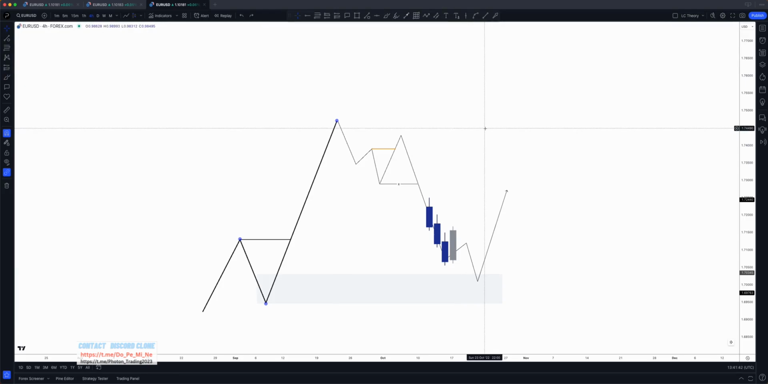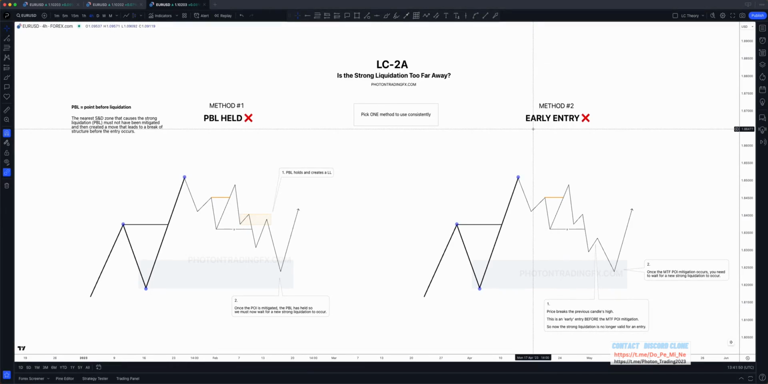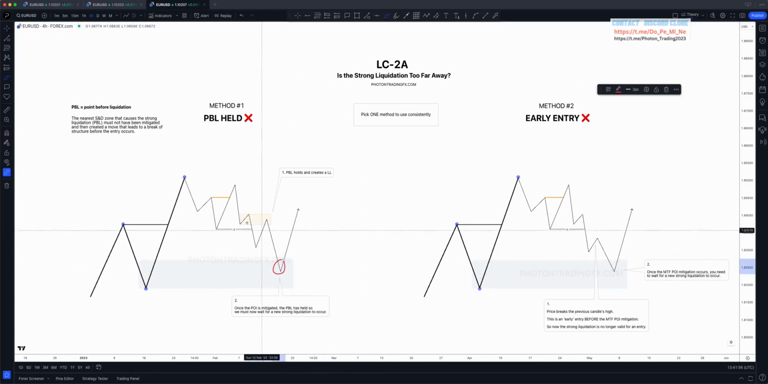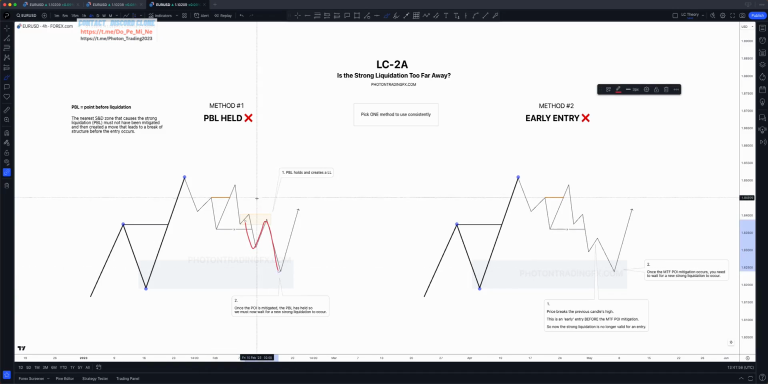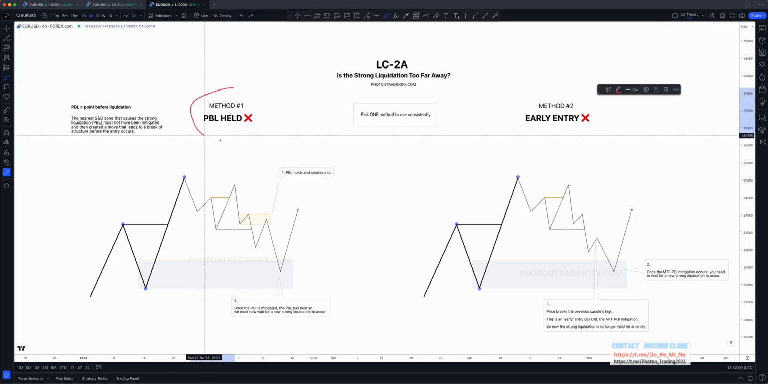I'll just show you one more diagram. So this is where you have the two methods side by side. In the previous lesson, we learned the PBL method, right? Once we get our POI mitigation, if the PBL was already held and made a new low, then we don't look for a trade. That's one method. Okay, so you only use one method. You don't use both. You have to pick one, right? So that's the PBL method that we learned before.